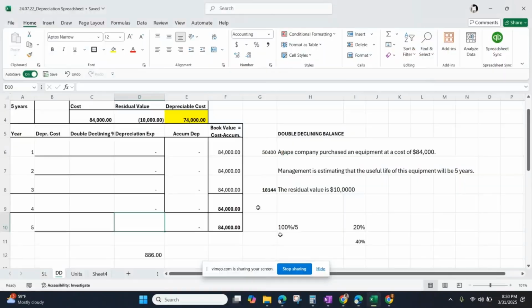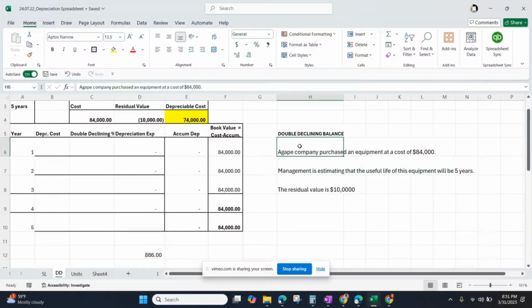In this example, I'm going to show you how to calculate the depreciation expense via the double declining balance method. This example is going to follow the same data that we used before when we were calculating the straight line method. In this example, we have the Agape company purchase equipment at $84,000.